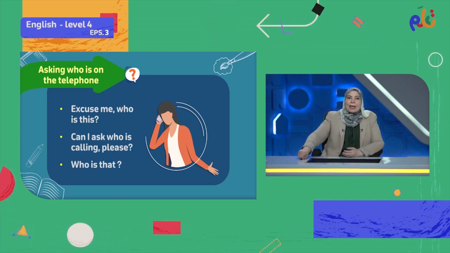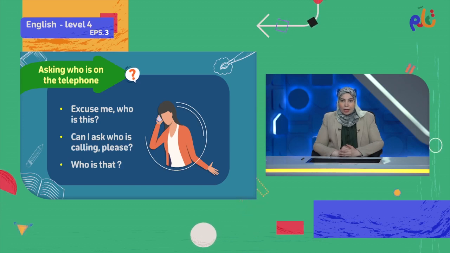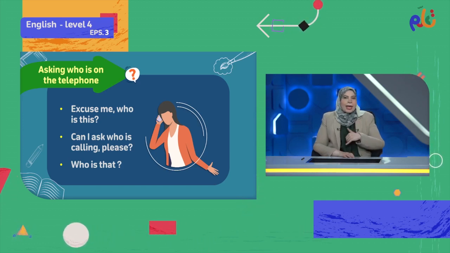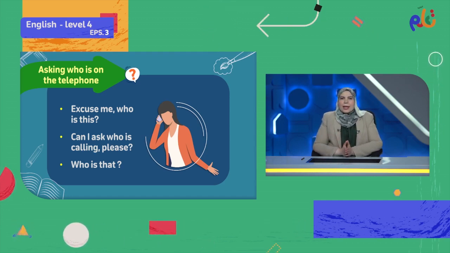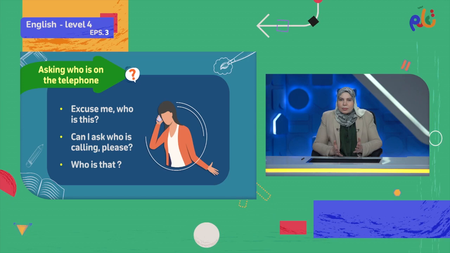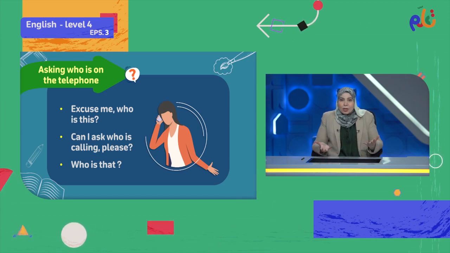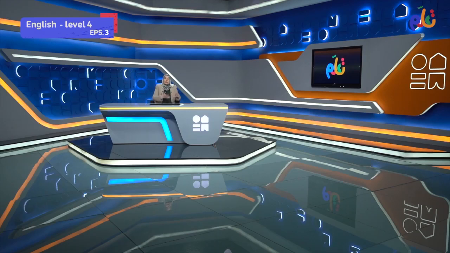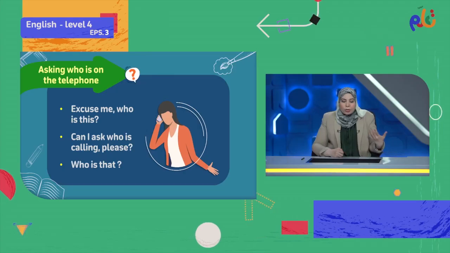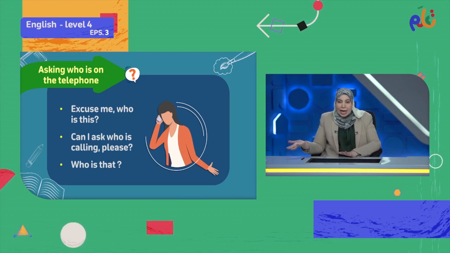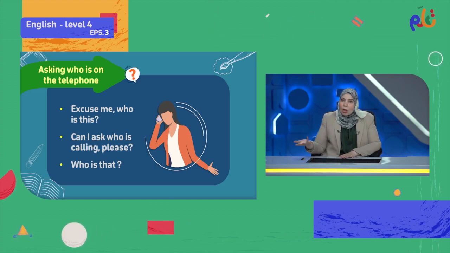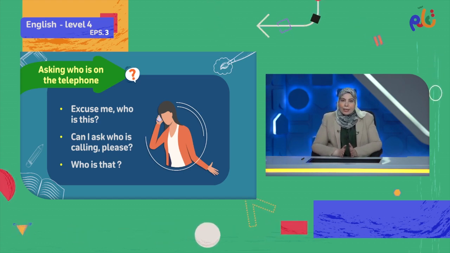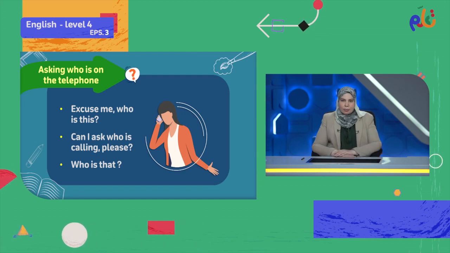So we have 3 different phrases to ask the speaker about his name. So maybe I am answering a phone call at my work and I can say, hello, ABC Limited, or hello, ABC Company. Is that Sally? Yeah, speaking. So I can tell you, okay, before you tell me anything, I just need to know who you are. So I can say, excuse me, who is that? Or who is this? Can I ask who is talking, please? Who's calling, please? So these are different ways to ask the caller about his name.